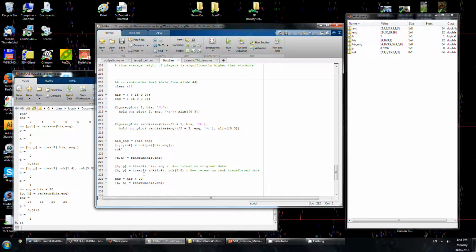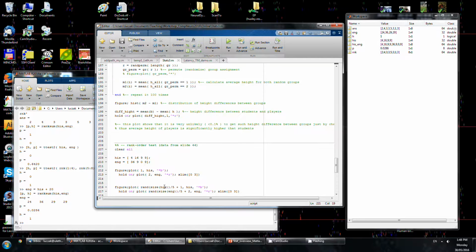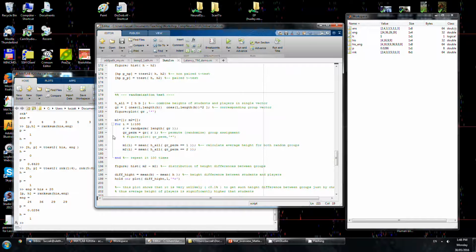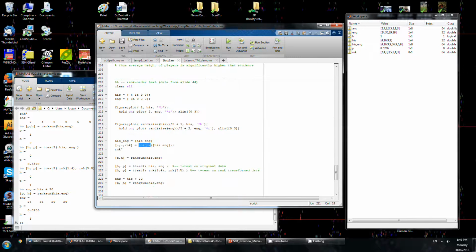So again, here is a simple example of the rank order test: if the distribution is not normal, you can use the ranksum command. If you would like to do this rank sum test yourself, you can use the function unique to calculate ranks, and later either apply a t-test on ranks, or maybe even better, apply a randomization test on ranks or on the original data.